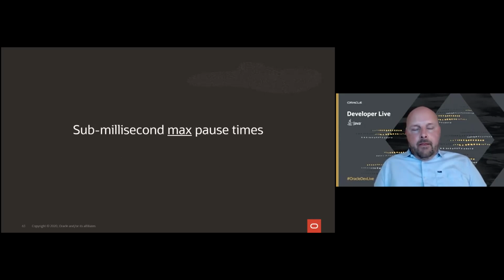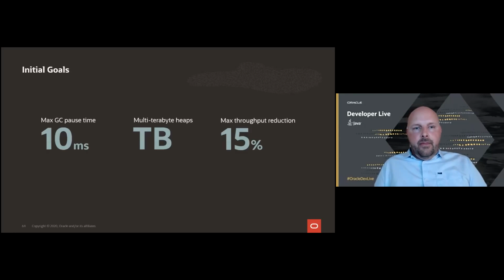If we start with sub-millisecond max pause times, you might remember this slide from the beginning of the talk where I said these were our goals. At this point, we've basically met all these goals, and pause times are typically a lot lower than 10 milliseconds. So it's now time to step it up a bit and adjust these goals. Our current goal is to never have a max pause time longer than 1 millisecond, of course while still maintaining the scalability and so on.